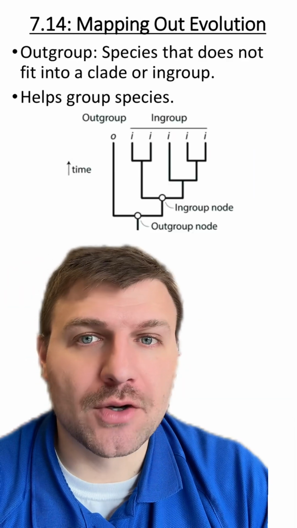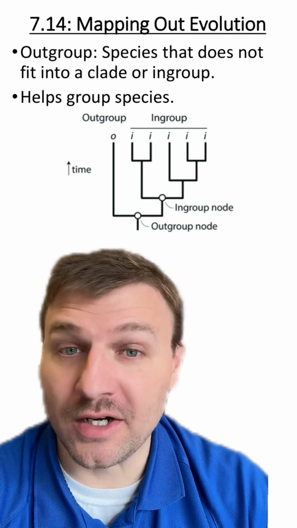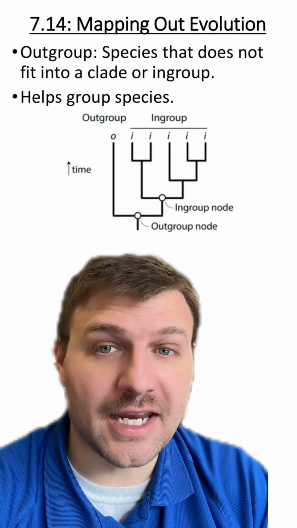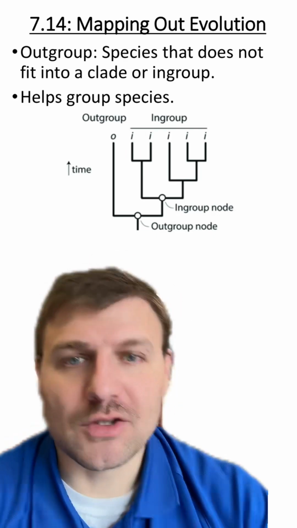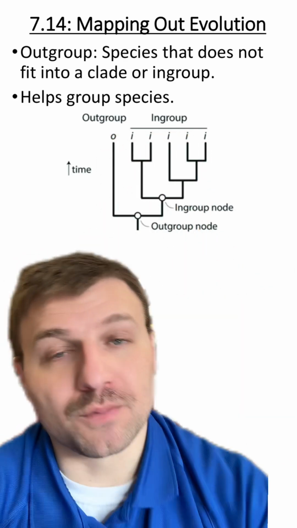One last concept to go over here is something known as an outgroup, and this is a species that does not fit into a clade or an in-group. This helps us identify what is in the clade and what is not in the clade. You can see this outgroup showing that the species does not belong to this in-group or the clade.